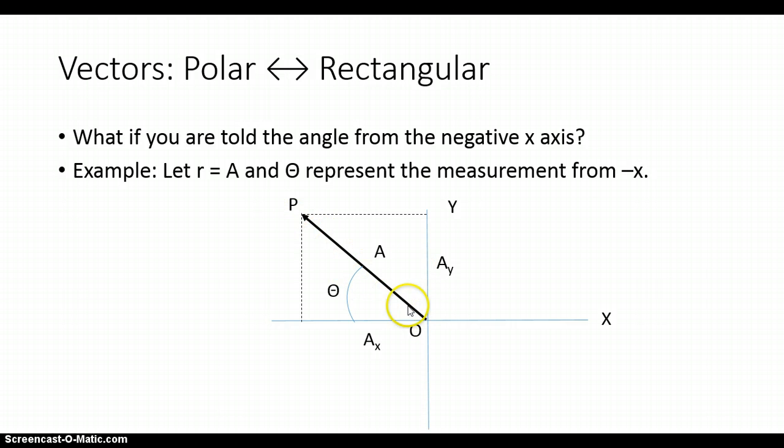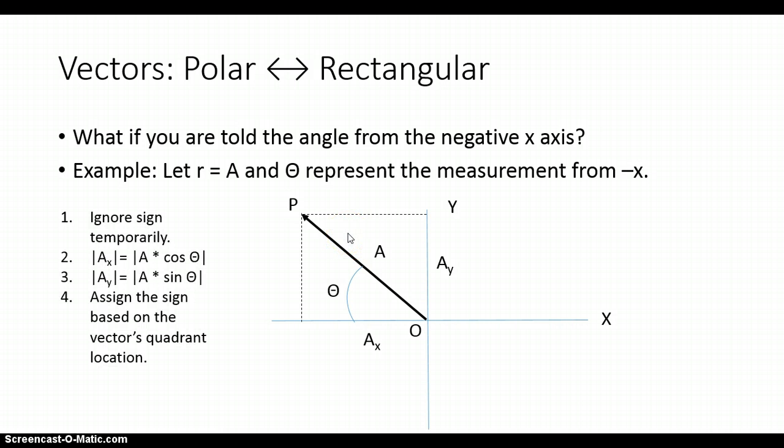Again, the vector begins from the origin, or more specifically, its origin, and it goes to some point P here. In this case, we're calling this vector A. Its projection onto the y-axis, we'll represent as A sub y, and its projection onto the x-axis, we represent as A sub x. And we're measuring the angle here from the negative x-axis now. How do we now find our A sub x value and our A sub y value?